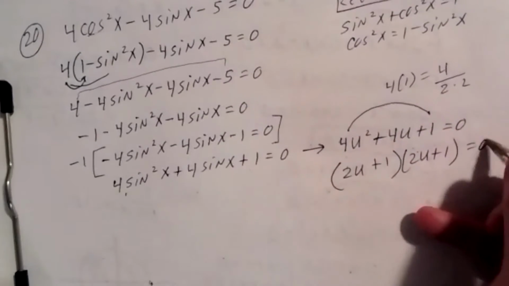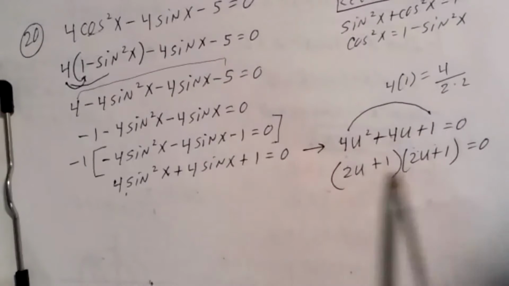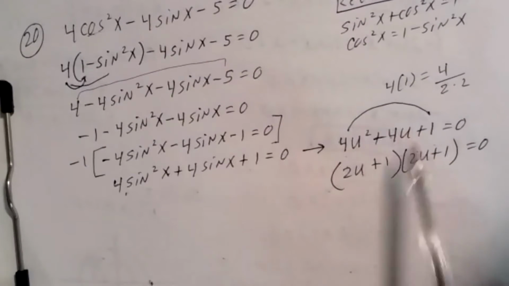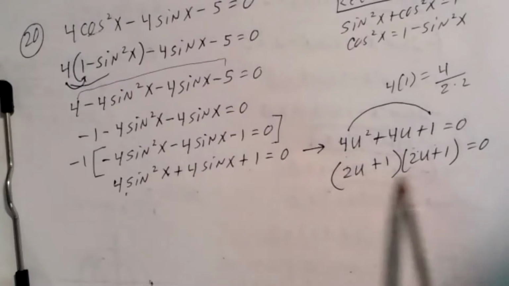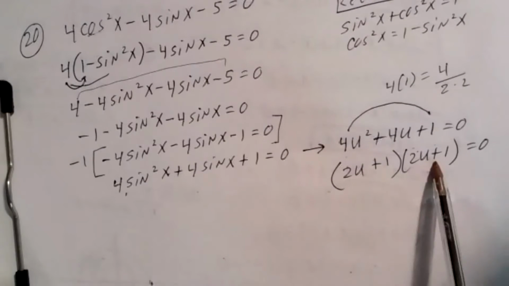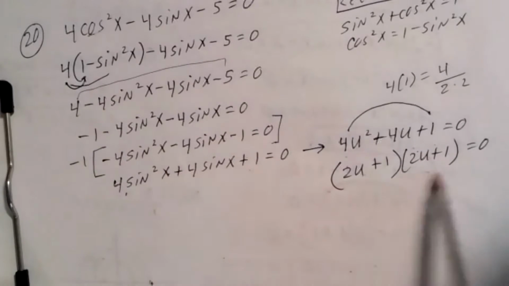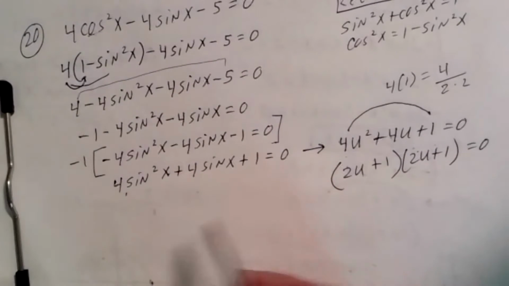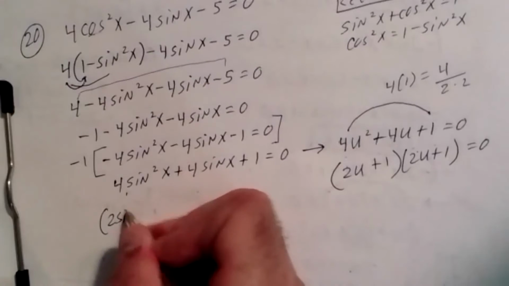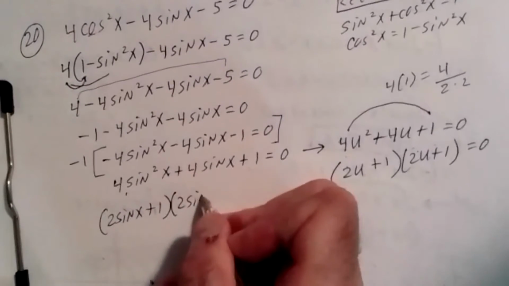Do you agree? In fact, this turns out to be a perfect square trinomial. Isn't that the case? This is a perfect square trinomial because it factors into identical binomials. Therefore, the left side of this trig equation would factor into 2 sine x plus 1 times 2 sine x plus 1.